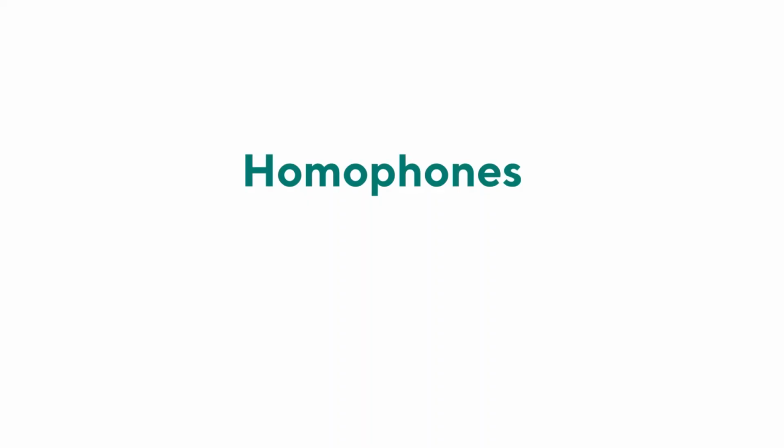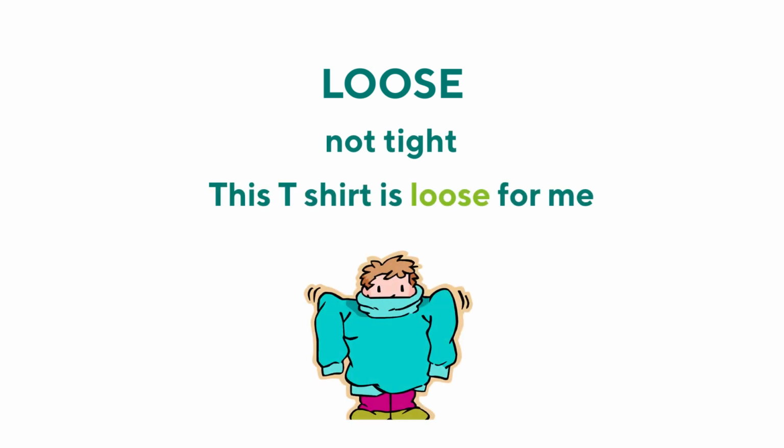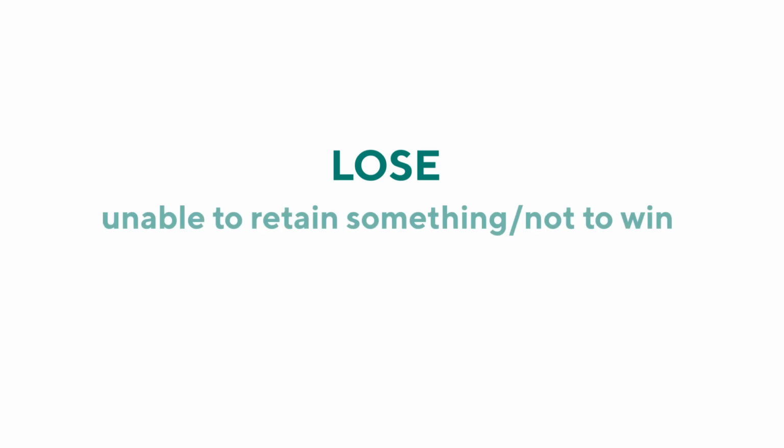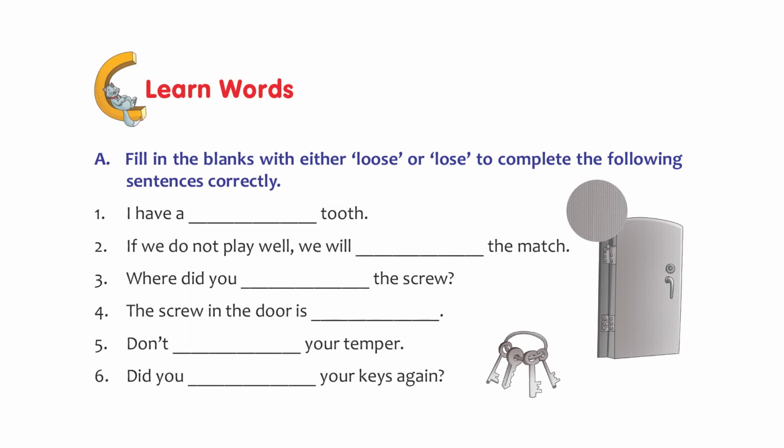One such example is given in the first exercise, and that is loose and lose, L-O-O-S-E and L-O-S-E. L-O-O-S-E as in not tight, this t-shirt is loose for me. L-O-S-E as in unable to retain something or unable to win something. Example, I don't want to lose the car keys, so keep it safe. Or I hate to lose a match. Let's look at the exercise.